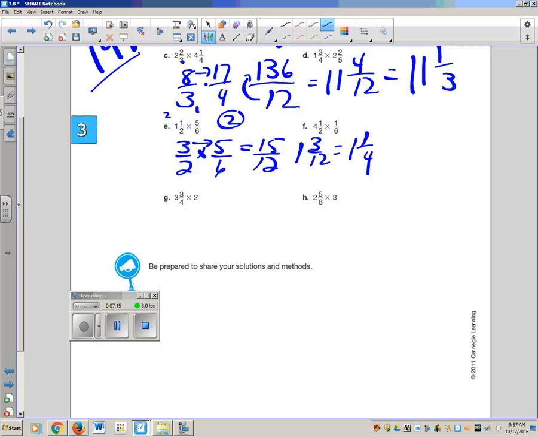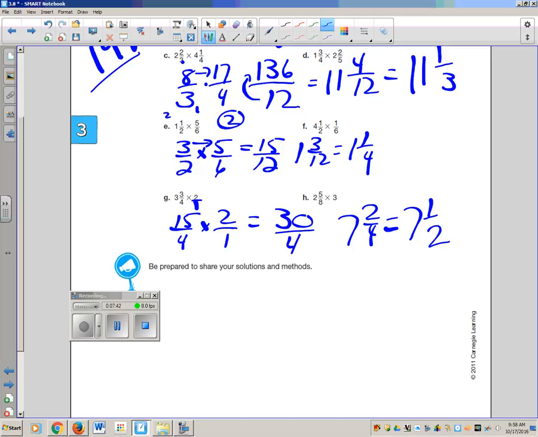And one more. G, 3 3/4. Remember the denominator for any whole number is 1. 4 times 3 is 12, plus the 3 is 15. 15/4 times 2 over 1. Write the 1. 15 times 2 is 30. 30 over 4. 4 goes into 30 7 times. 7 2/4, which is 7 1/2.